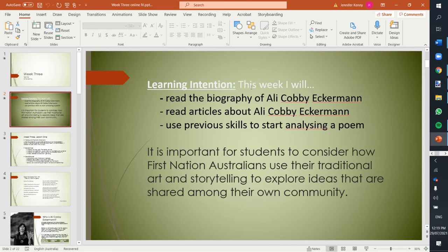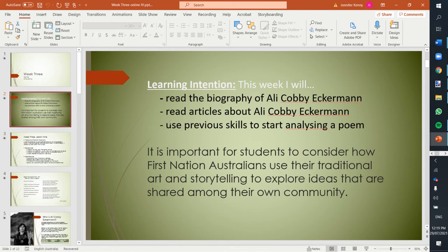Learning intentions. This week I will: 1. Read the biography of Ali Cobby Eckermann. 2. Read articles about Ali Cobby Eckermann. And 3. Use previous skills to start analysing a poem. It is important for students to consider how First Nation Australians use their traditional art and storytelling to explore ideas that are shared among their own community.